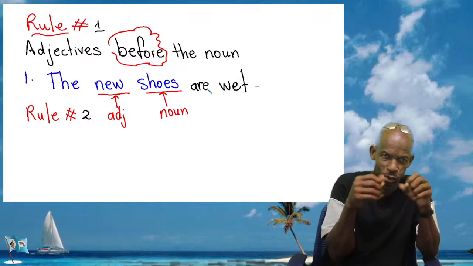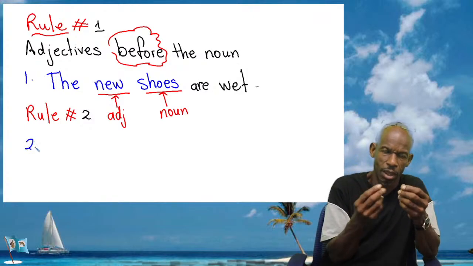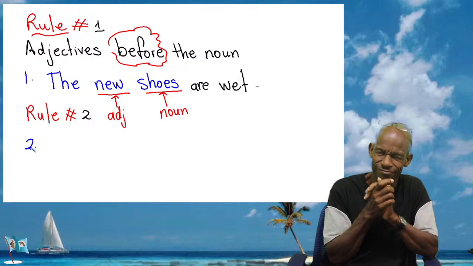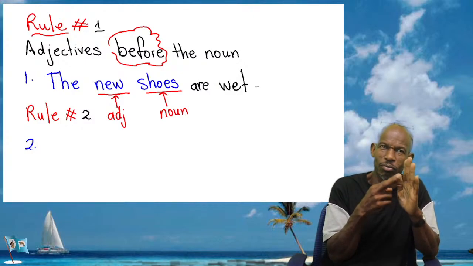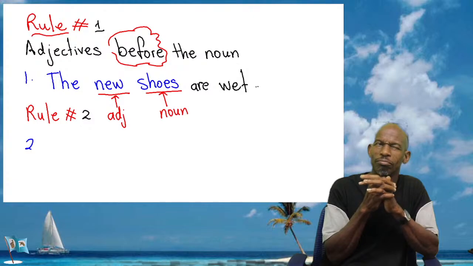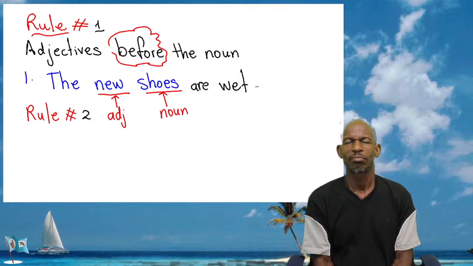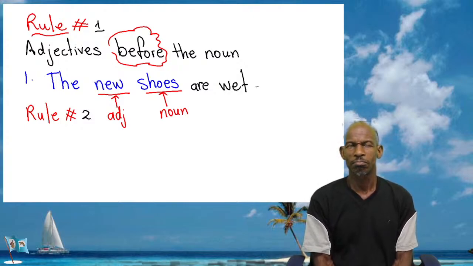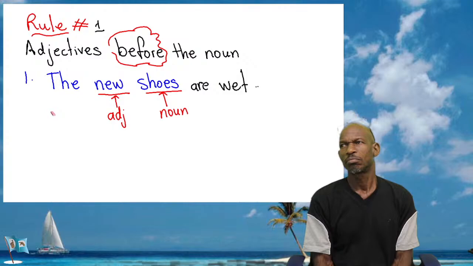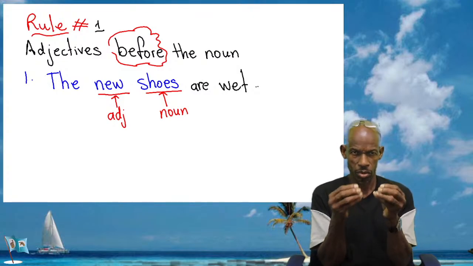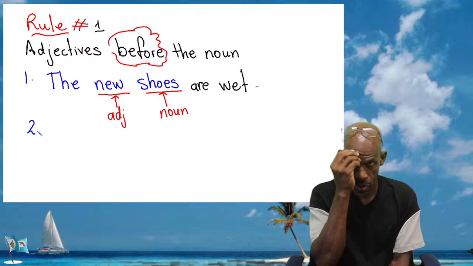So let's go to the next rule. The next rule, rule number 2, is adjectives after the noun. Before I go to after the noun, let me do some more examples with the before, because I don't want you to get confused. So let's do another one before I go into the next rule.